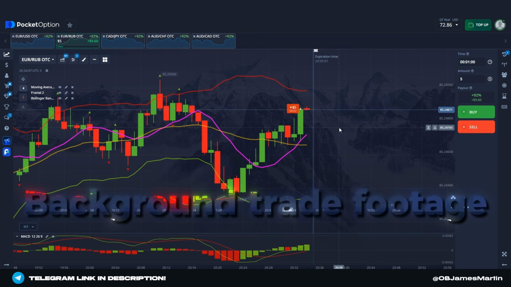But here's the key. Never enter blindly just because the price touches the line. We need confirmation. We need to wait for the next candle. Confirm with the candle pattern, guys. That is a good thing. Confirmation is what separates professional traders from beginners.